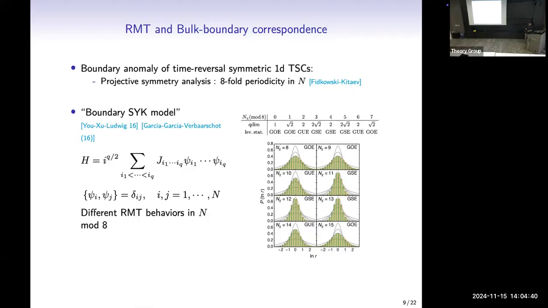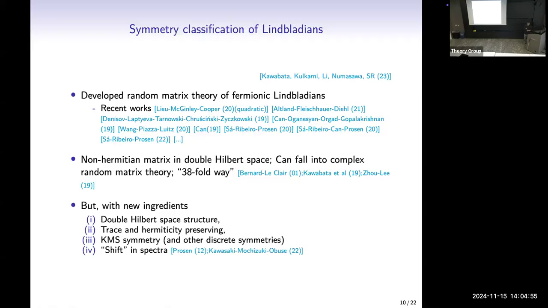Questions? Yeah, so we pretty much follow the idea of this work. We take the SYK model and study level statistics or symmetry properties. So here comes the actual analysis we did. We tried to develop a symmetry classification of fermionic Lindbladians. I should mention there are many works in this context, but with different kinds of setups. For example, people studied random Lindbladians for quadratic Lindbladians, or people also studied not the second quantized model, but just a random matrix theory model of Lindbladians, and so on and so forth.